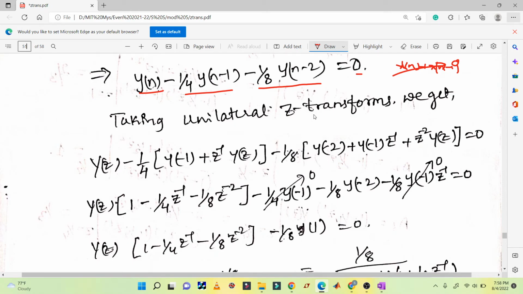So taking unilateral Z transform, y of n Z transform is Y of z, y of n minus 1 Z transform is y of minus 1 plus Z inverse Y of z, y of n minus 2 Z transform is y of minus 2 plus y of minus 1 Z inverse plus Z inverse square Y of z equal to 0.